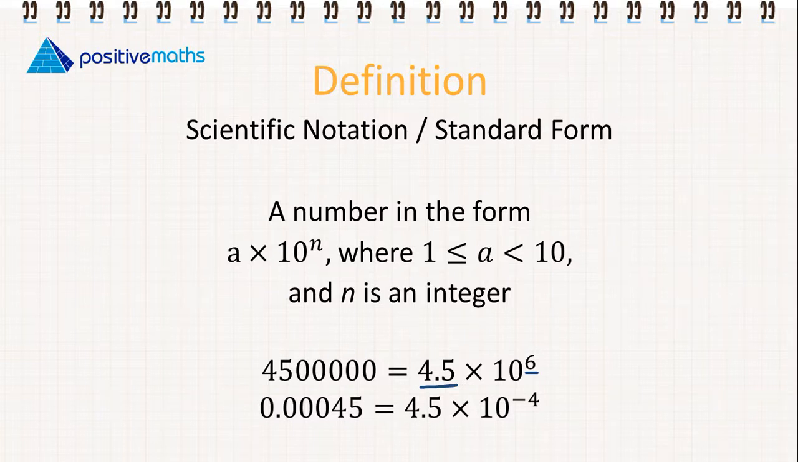The next example we're going to look at, this is a number less than 1. So we have 0.00045. This can be written as 4.5 multiplied by 10 to the power of minus 4. So again, 4.5 is a number between 1 and 10, and the power of 10 is an integer, but this time it's minus 4. So we'll just note that when we're changing numbers greater than 1, the power of 10 is going to be positive. When we have numbers that are less than 1, the power of 10 is going to be negative.